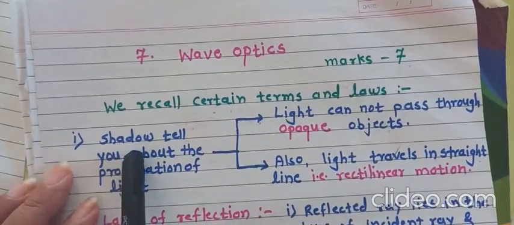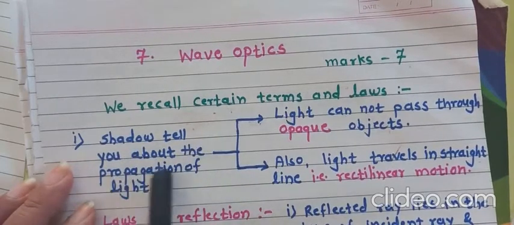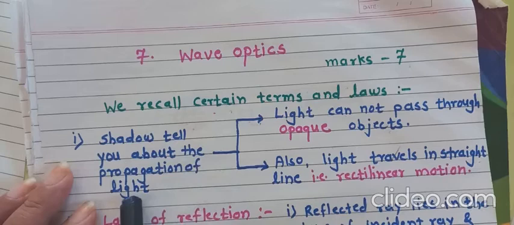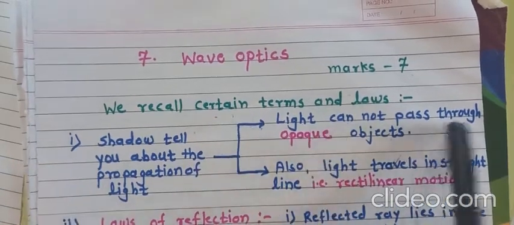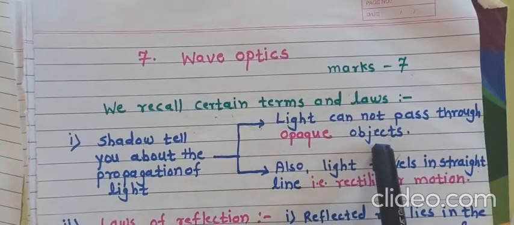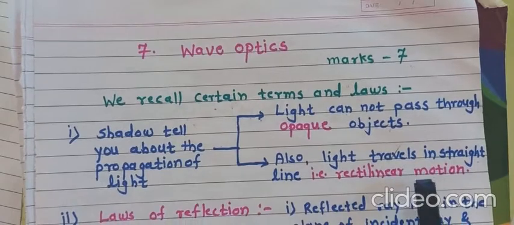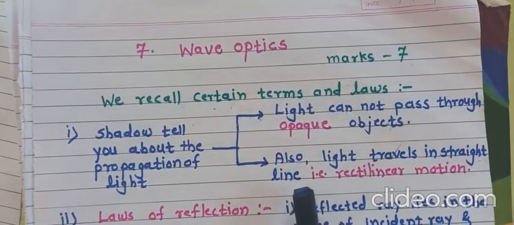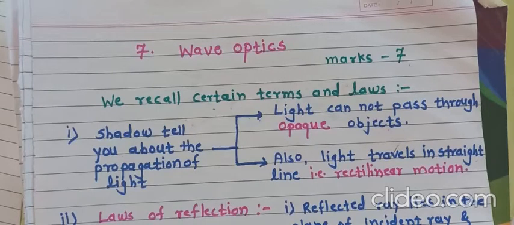Formation of shadow tells you about the propagation of light, that light cannot pass through opaque objects. Also, light travels in a straight line, which is called rectilinear motion.